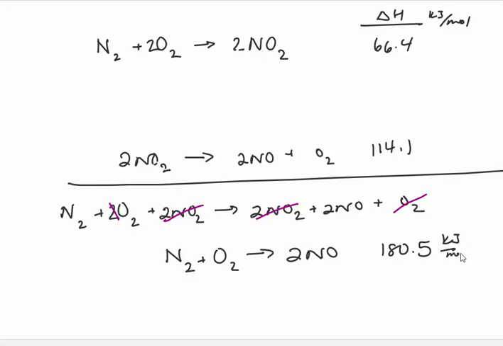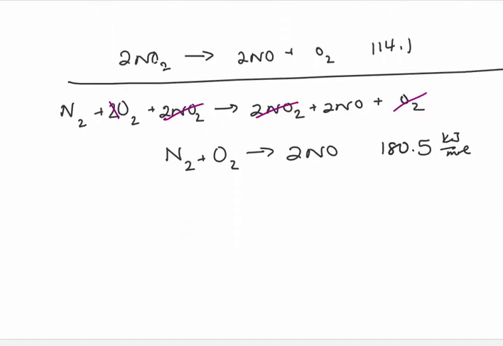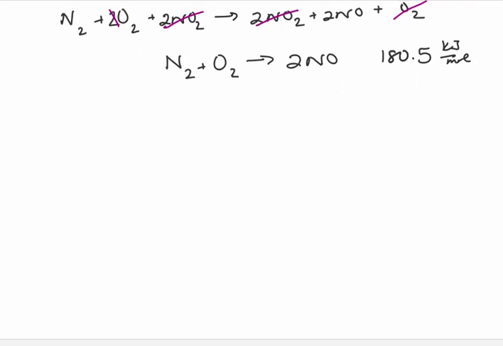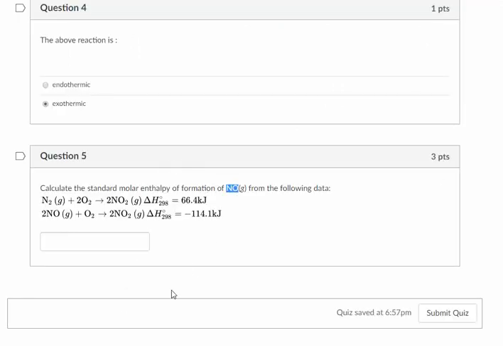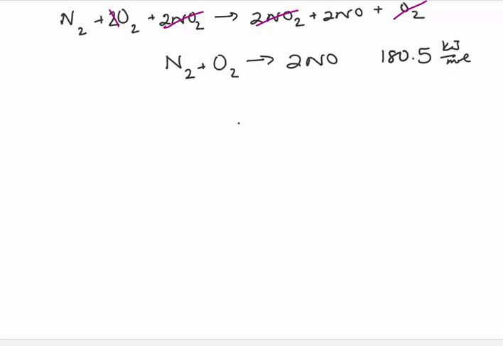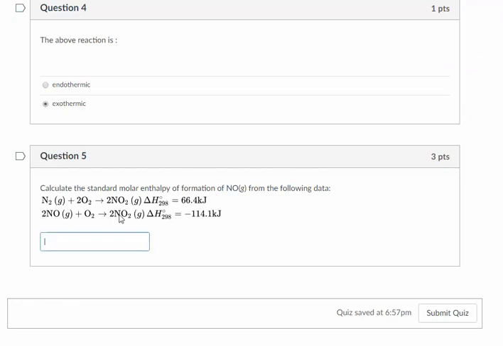But the question specifically said formation of NO, not of 2NO, but of NO. So I need to divide this equation by half. When I divide this equation by half, I also divide my delta H by half. So the answer you would report is 90.25.